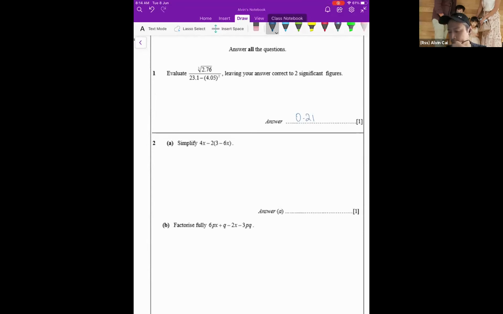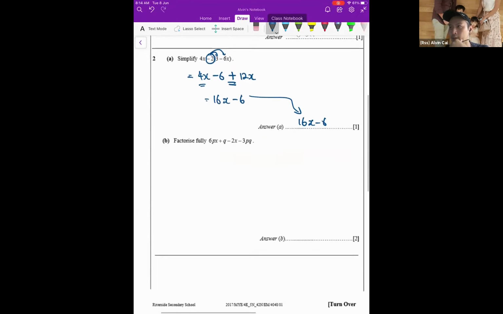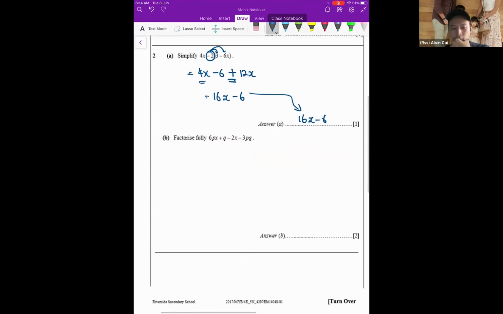Okay, second question. The key thing that we need to take note of is to change the sign. So 4x minus 6, this one must become plus 12x. And the common mistake that I would foresee would be this. Then after that, we just simply combine. Just make sure you put the equal sign and 16x minus 6. So that will be your answer: 16x minus 6. Remember to transfer your answer down to the line itself. That will be the part that the teacher will be marking.